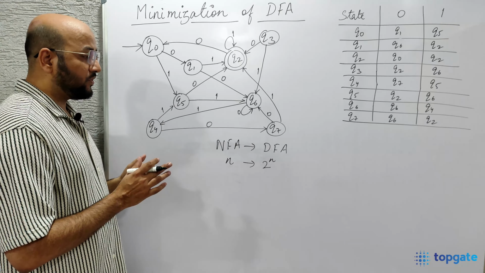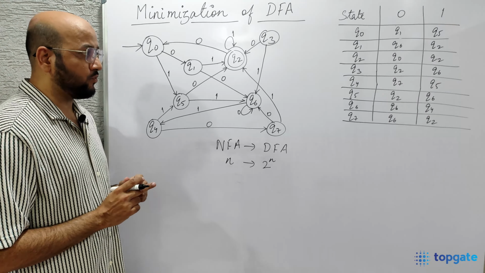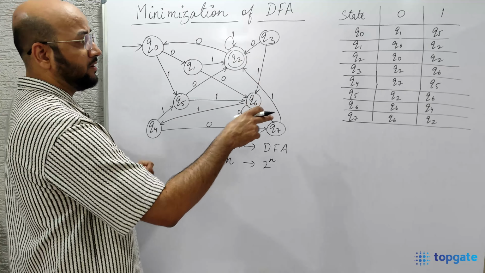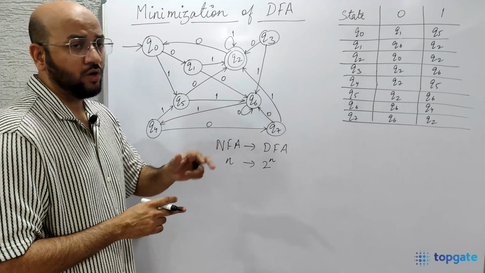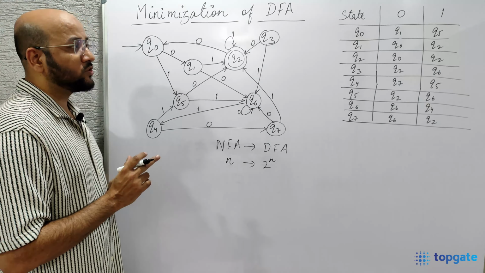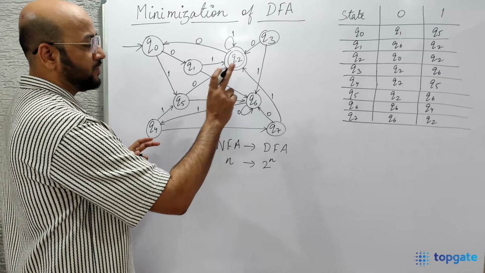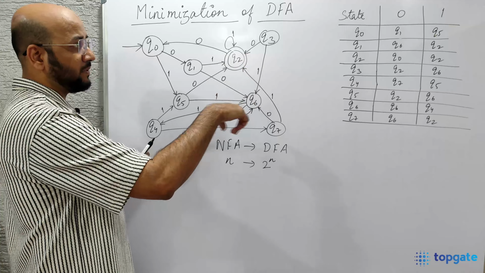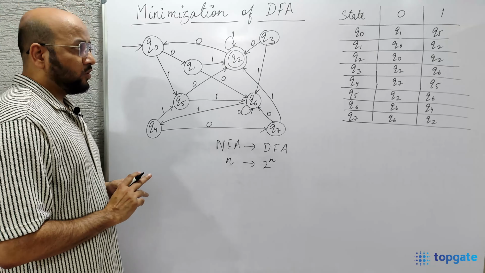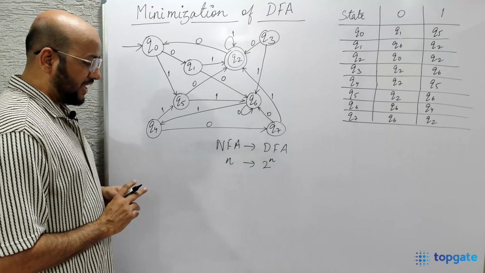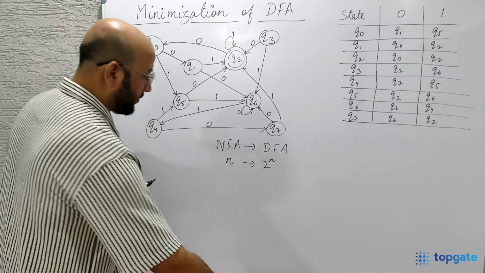Now for minimization of this DFA, there are two different methods we follow. The first method is the partitioning method that we'll see in this video, and there is one more method that is called the Myhill-Nerode theorem. So in this video we'll focus on the very first method, the partitioning method. In this partitioning method, if we have to minimize this DFA, it has actually two steps.